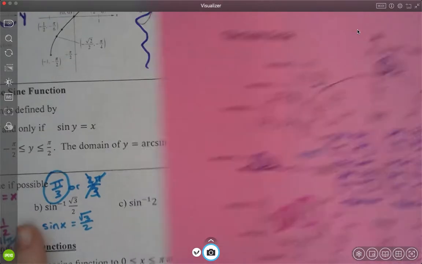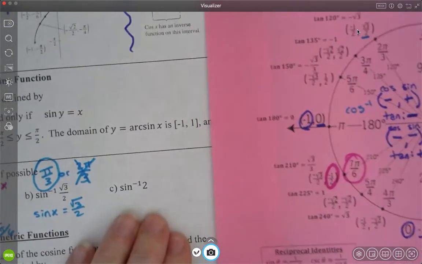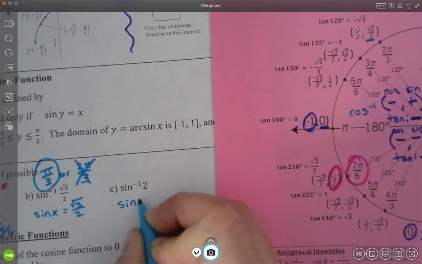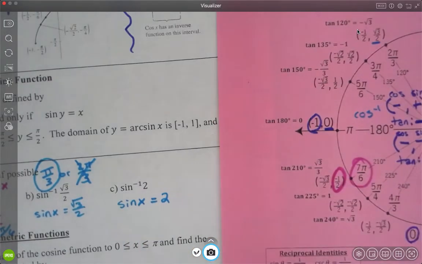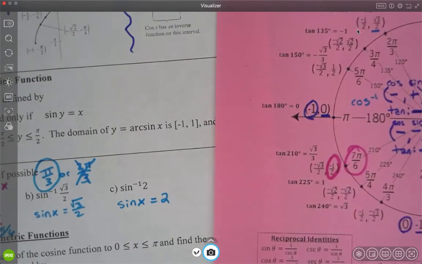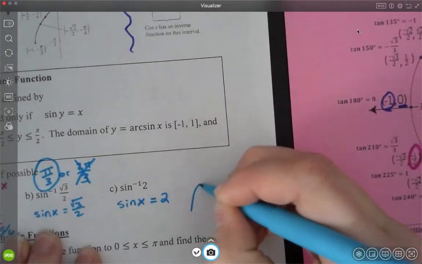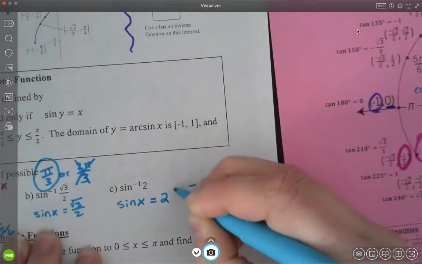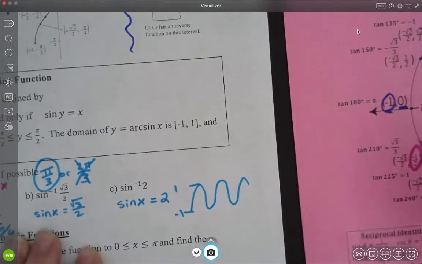Okay, last one, inverse sine of 2. This means sine of x equals 2, okay? Now, I don't have a 2 on my unit circle, but let's just think about this. Where does sine of x equal 2? It doesn't happen. It doesn't happen for the same reason sine of x never touches 50, right? Sine only bounces between 1 and negative 1, right? So what's the answer?